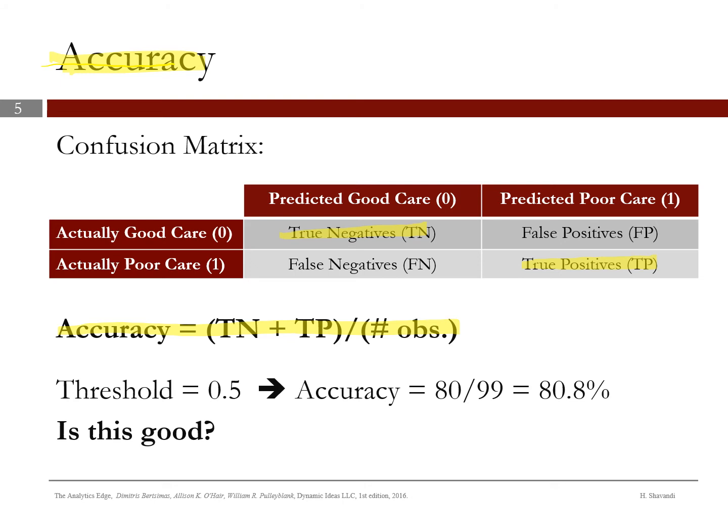For example, in our data set, if we set the threshold to be 0.5, then for 80 patients we are predicting correctly. Since we have 99 observations in the training data set, 99 patients, 80 divided by 99 gives an accuracy of 80.8%. So is this good? Let's see what the accuracy of the baseline method is, and then based on that, we'll see if this accuracy is good or not.